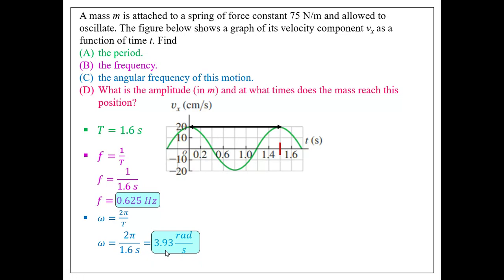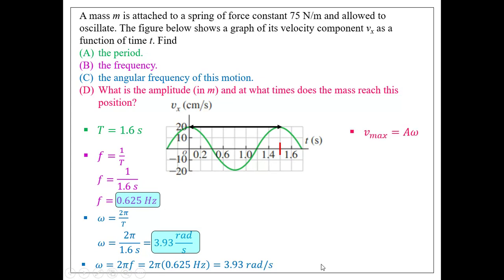So far A, B, and C are pretty light work. The other way to do angular frequency is simply 2 pi times frequency. So 2 pi is carried over, and then the frequency, which I found in part B, is 0.625 hertz. I can substitute f with 0.625 hertz, and if you simplify 2 times pi times 0.625, that'll give you the same answer of 3.93 rad per second. As you can see, there are a couple of different ways to find part C.